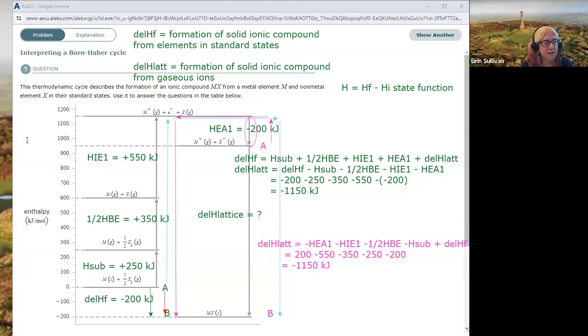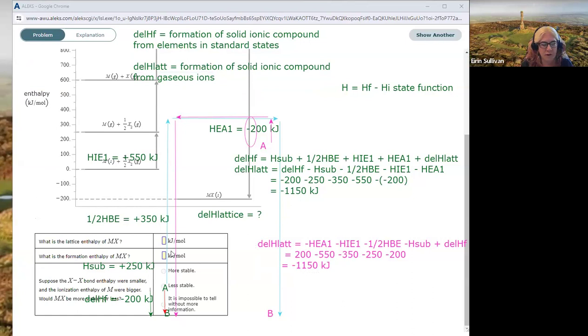All right, so let's actually look at the ALEKS question. I can't fit it on the screen, so I'm going to scooch down a minute just to look at the question. It's going to ask us what the lattice enthalpy is, what the formation enthalpy is. You can actually read it off the plot. But then it has the fun factor question, to make sure we're understanding how to actually interpret an energy diagram like this. So suppose the XX bond enthalpy was smaller, so that's the XX bond, and the ionization energy of M was bigger.